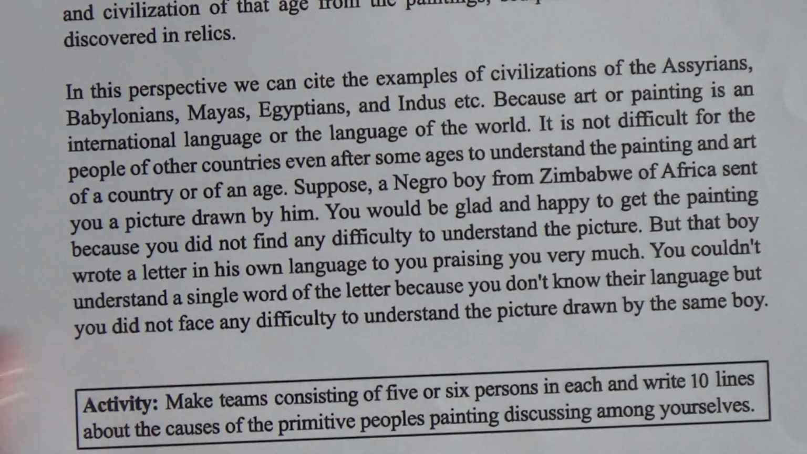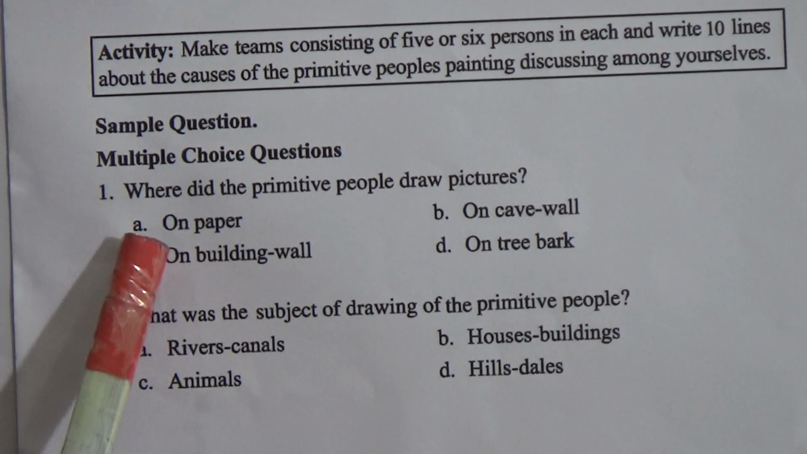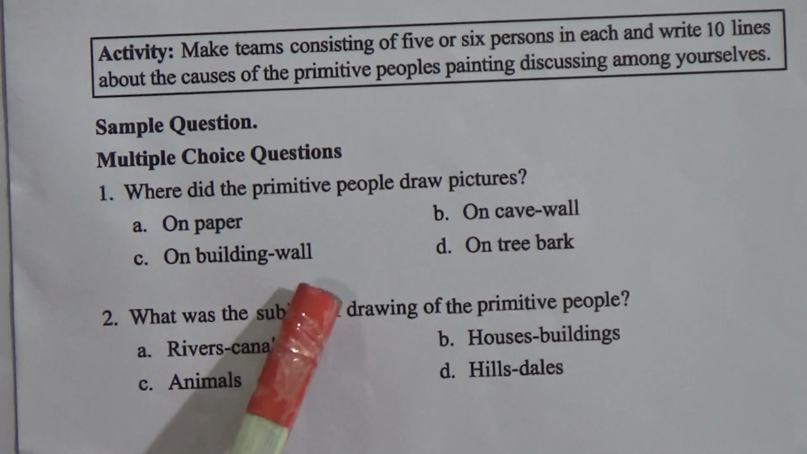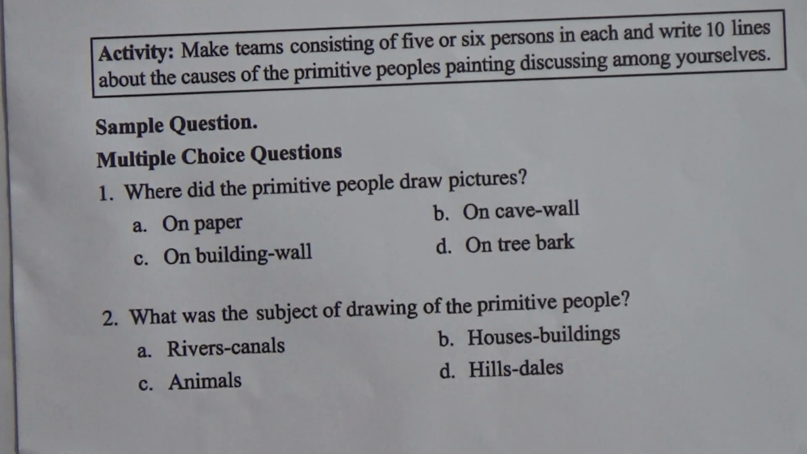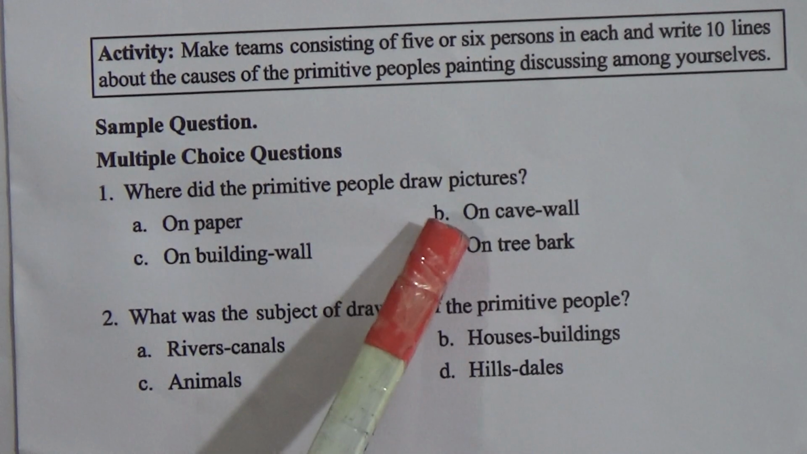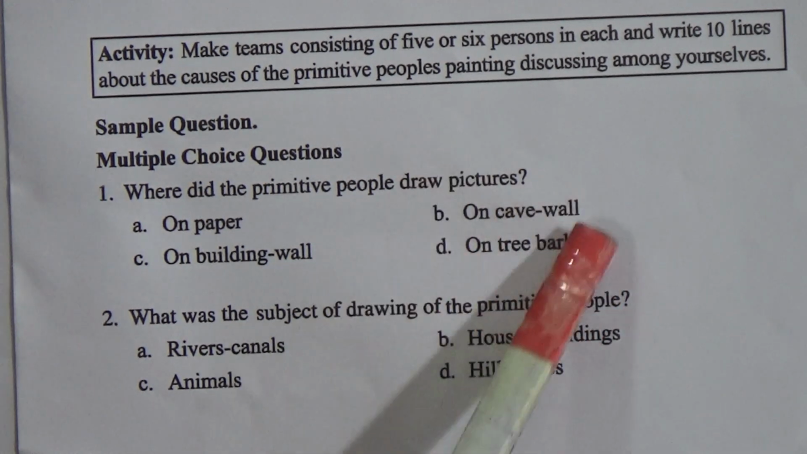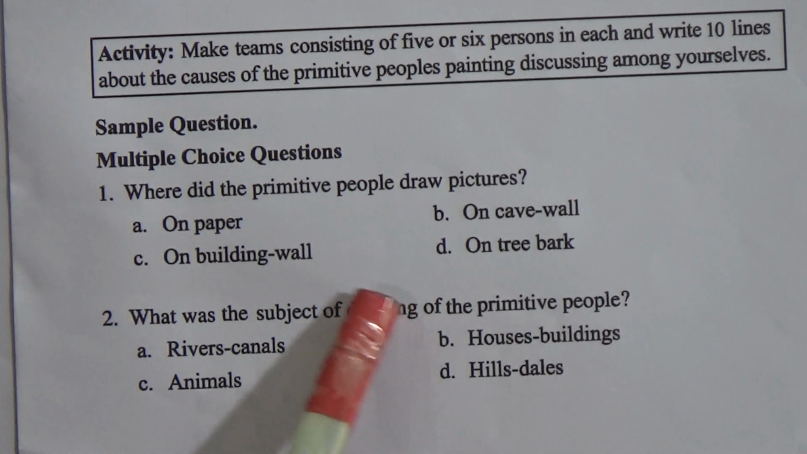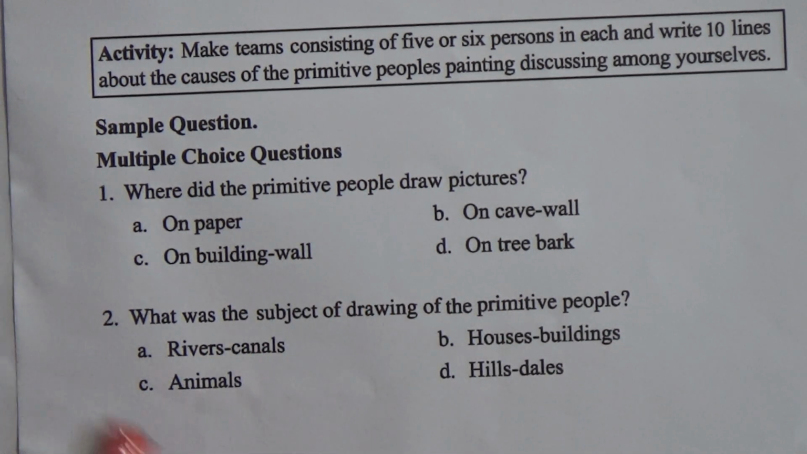Sample question: here are 2 multiple choice questions. First, where did the primitive people draw pictures? On paper, on building wall, on cave wall, on tree bark. It's very easy. We have already learned from this chapter, art of primitive people. The answer is on cave wall. What was the subject of drawing of the primitive people? The subject was the animals.